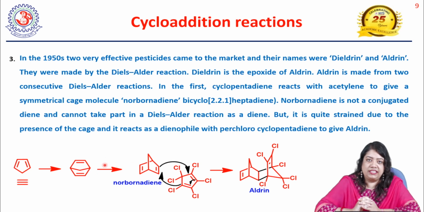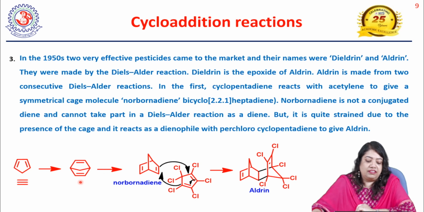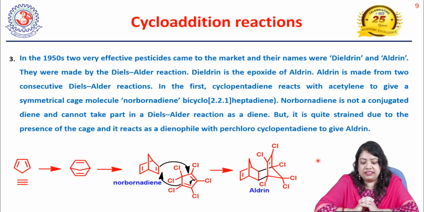Now, norbornadiene is not a conjugated system, and it cannot take part in a Diels-Alder reaction as a diene, but it can act as a good dienophile. So now this norbornadiene reacts with perchlorocyclopentadiene to form this aldrin in a single step. So by utilizing this Diels-Alder reaction, we can get complicated molecular frameworks in a single step, which is not possible by means of other reactions.